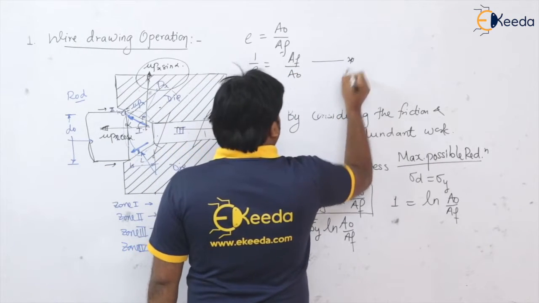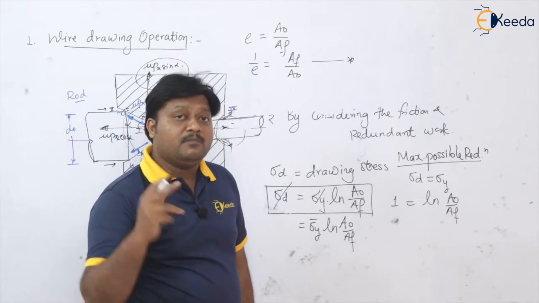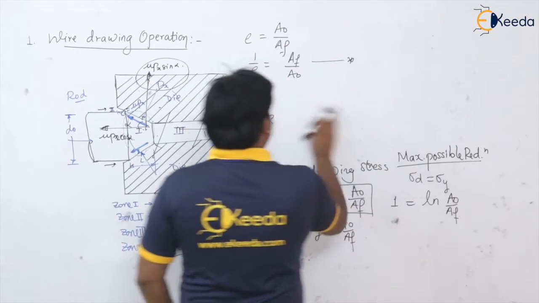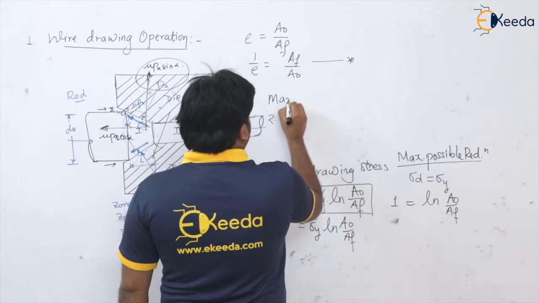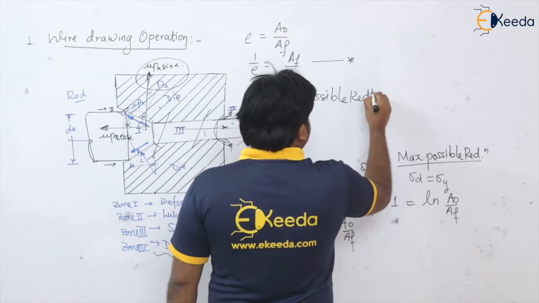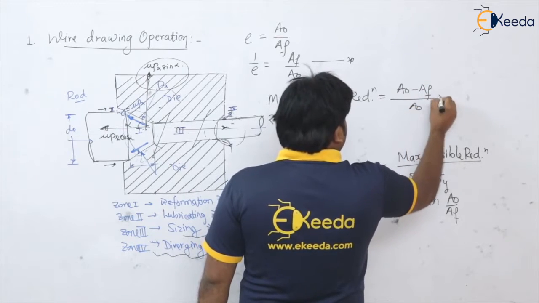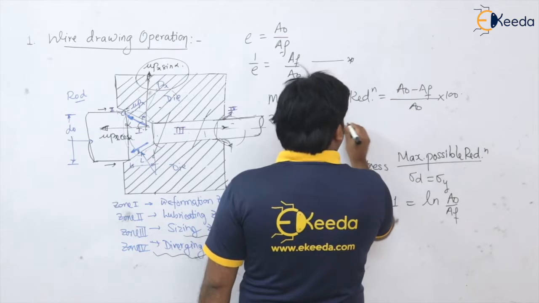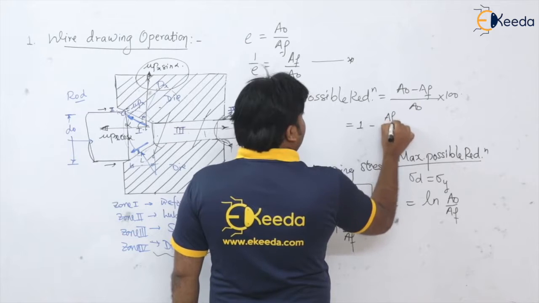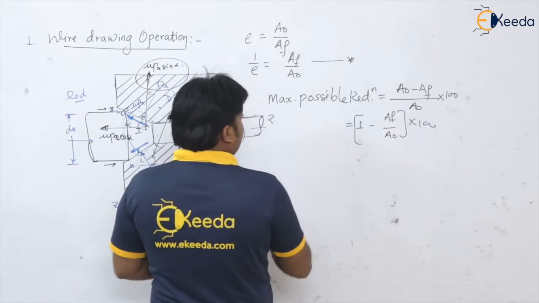So star mark this equation, and we know the formula for maximum possible reduction. How to calculate that? Maximum possible reduction we can calculate as original area minus final area divided by original area into 100. This is nothing but the degree of cold work, isn't it? So it is nothing but 1 minus A final divided by A original, isn't it? Into 100. Solve it.